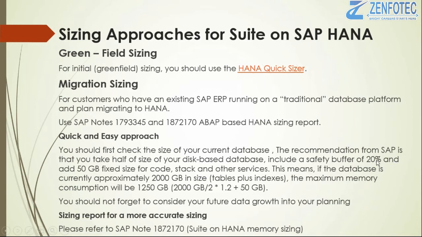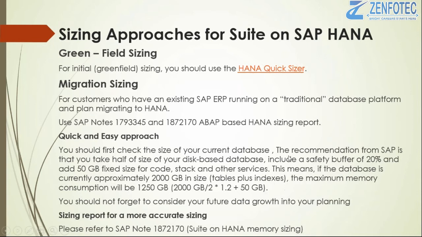Okay, so 20% of 1 TB would be around 200 GB, so it will become 1.2 TB. Then SAP says that you add 50 GB more. This 50 GB is required for your system tables. So this 50 GB plus 1200 GB comes to around 1250. This is the simple formula which you can also use instead of reports.